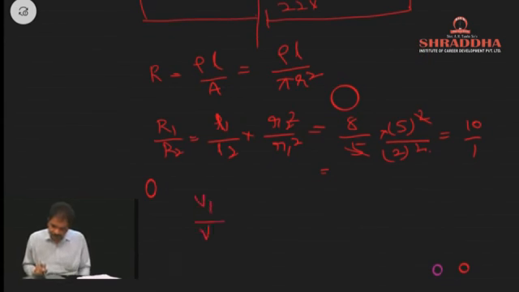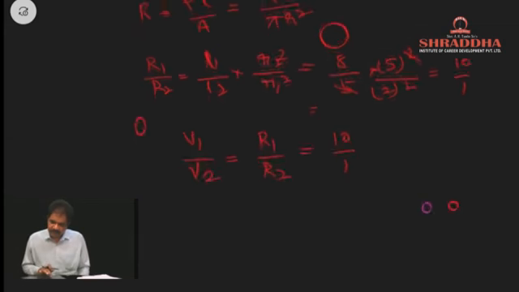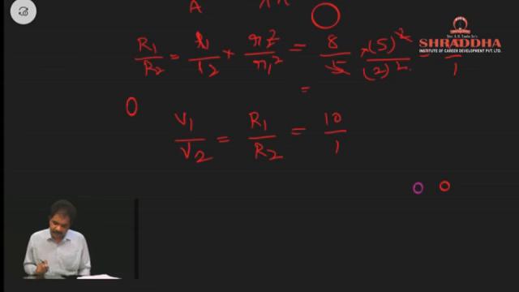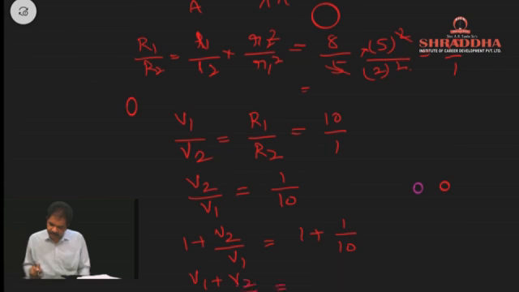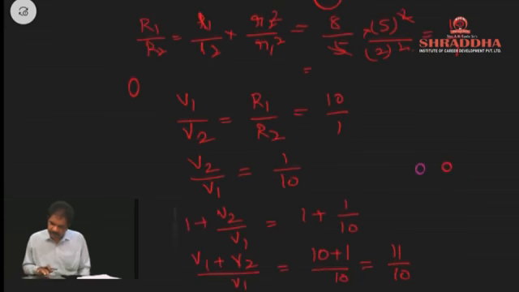We know V1 by V2 is equal to R1 by R2 because in series current remains constant. So V1 by V2 is equal to 10 by 1. We have to find the V1 value, that's why we write it as V2 by V1 is equal to 1 by 10. We'll add 1 on both sides. 1 plus V2 by V1 will be 1 plus 1 by 10. V1 plus V2 by V1 is equal to 10 plus 1 by 10, which is equal to 11 by 10.